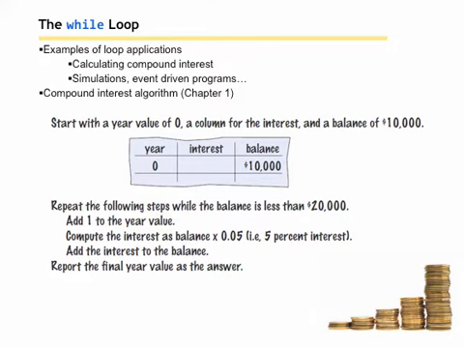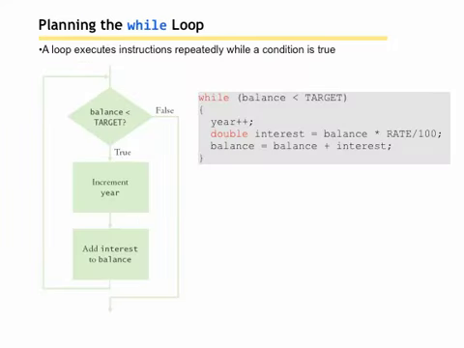So our interest in year 1 is going to be 10,000 times 0.05. Let's see if we can see this on the next screen. Sorry, we'll get back to it shortly. But this is what the flow chart would look like.